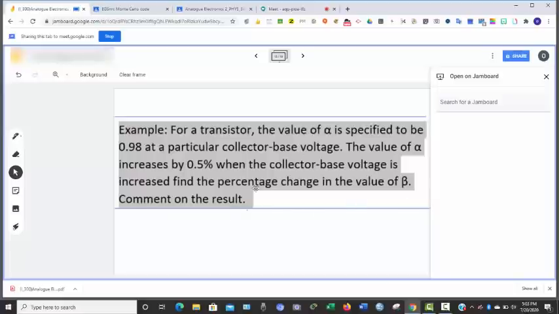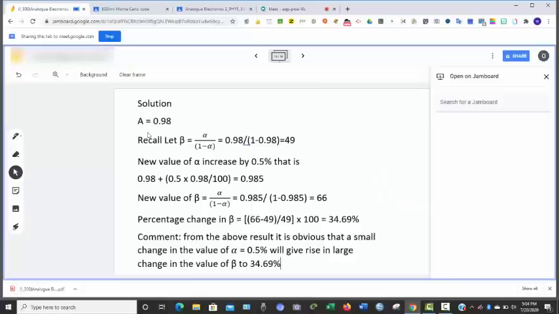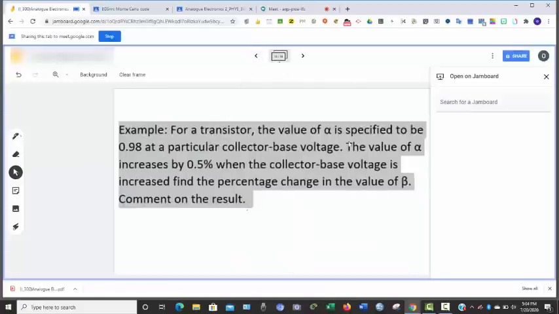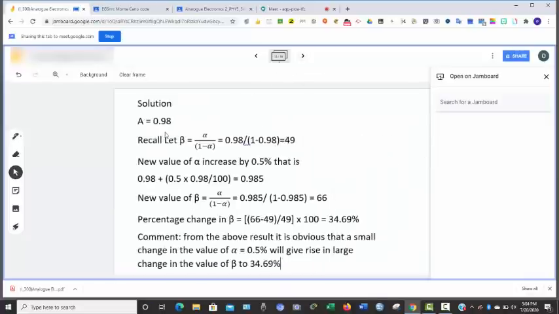What we are simply saying is that I have a particular base voltage and I will have a particular beta, or a particular value for my gain. If I change the base voltage, the value that I will have will change, it will not remain the same. So solution: alpha is equal to 0.98. We're told that the value of alpha is specified to be 0.98 at a particular current. So alpha is equal to 0.98.